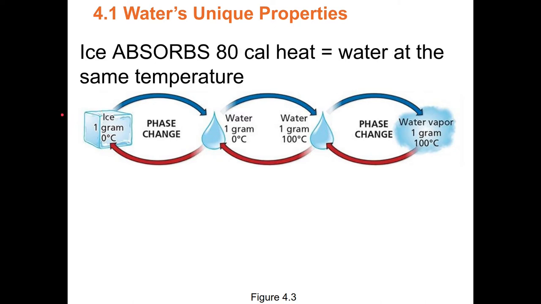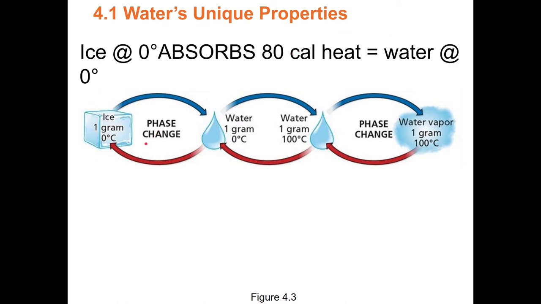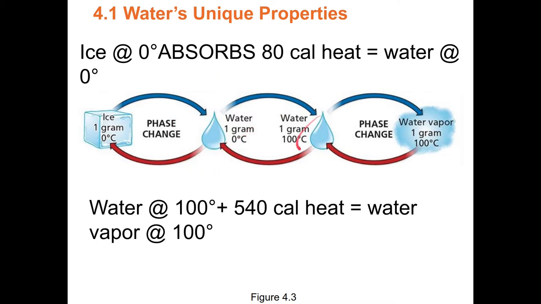So ice absorbs 80 calories of heat, and you have water at the same temperature. Water absorbs 540 calories of heat, and then you have water vapor at the same temperature, because that's a phase change. Ice at 0 degrees absorbs 80 calories, and you get water at 0 degrees. Water at 100 Celsius plus 540 calories of heat, when it absorbs that heat, you'll have water vapor at 100 Celsius.